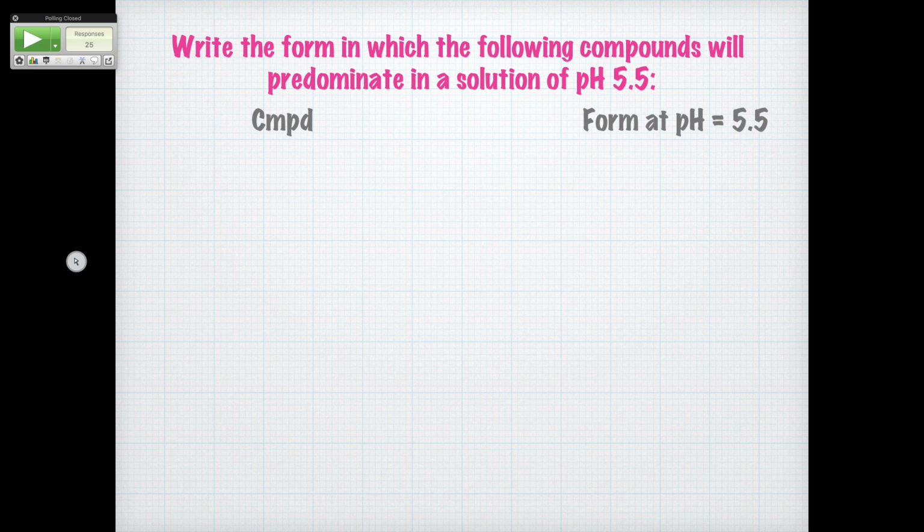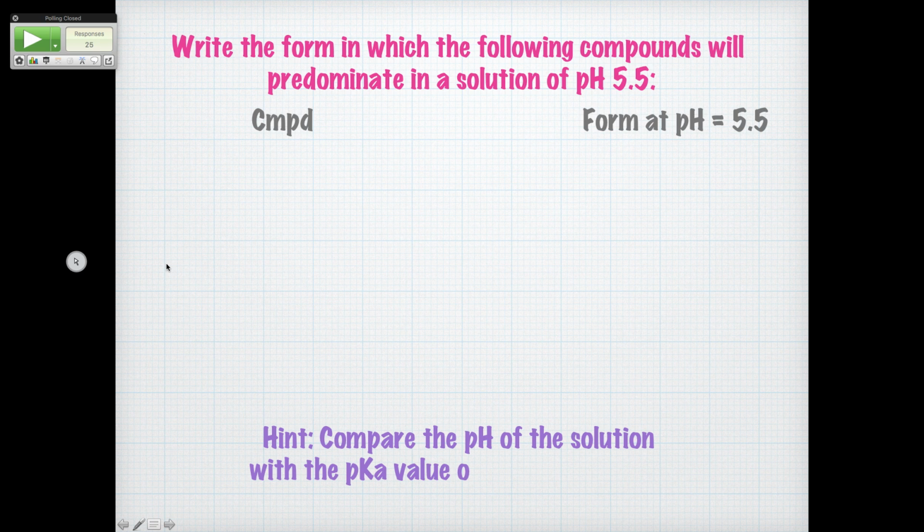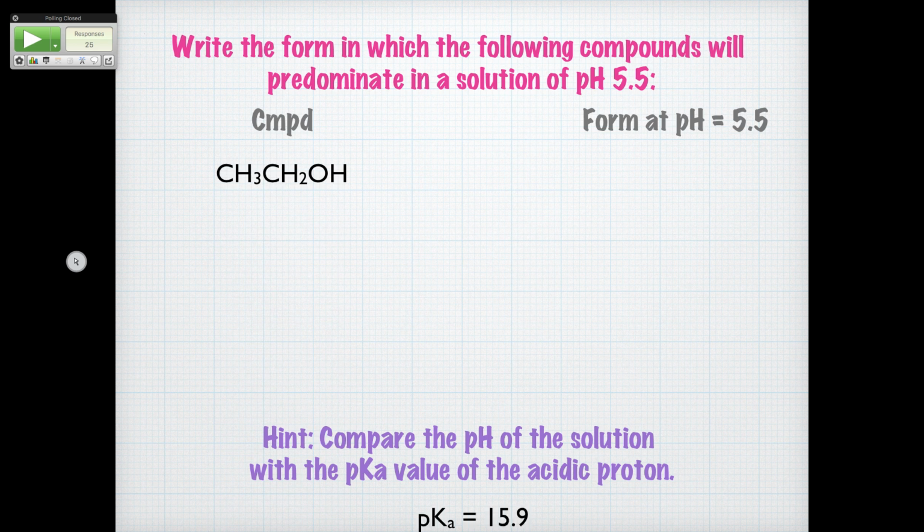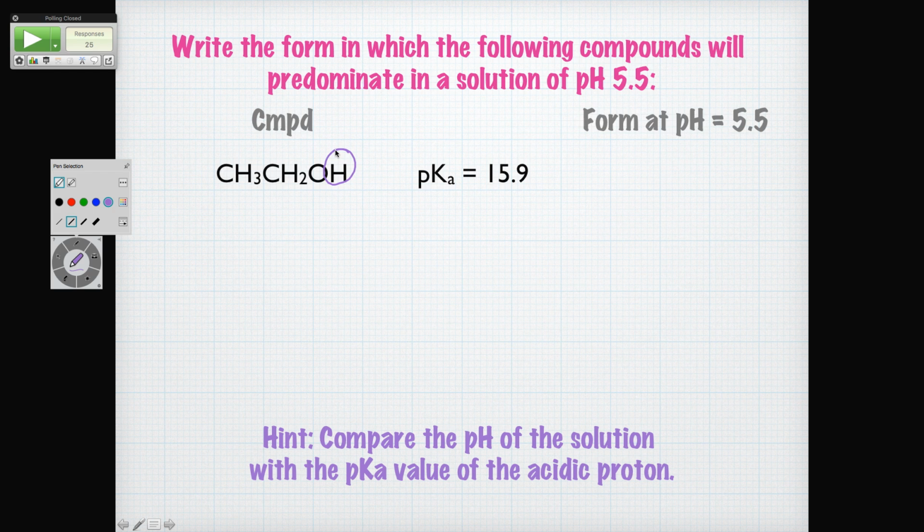Write the form in which the following compound will predominate in a solution of pH 5.5. So here's the first compound. The pKa is 15.9. That's the pKa of what proton on that molecule? There are six hydrogens on there. I want to make sure we all got the same acidic one. The H on the OH, right. This is the acidic proton.